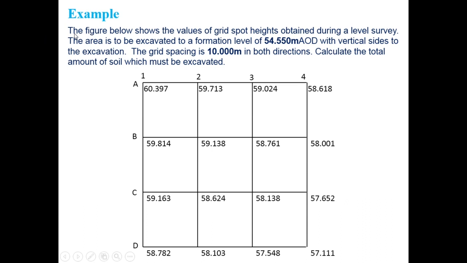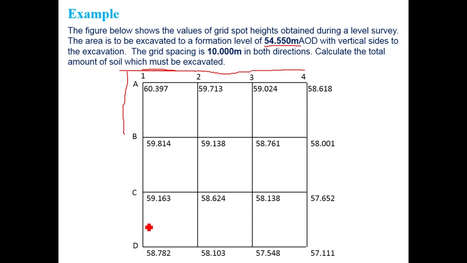Now let's read the question. The figure below shows the values of grid spot heights obtained using a level survey. The area is to be excavated to a formation level of 54.550. This is a very important number, called the formation level. We are going to excavate from the ground to a formation level of 54.550. The grid spacing is 10 meters in both directions, so each square is 10 meters by 10 meters. This square, for example, is 10 meters by 10 meters, and this square, this square, etc. Overall it would be 30 meters by 30 meters to calculate the area.